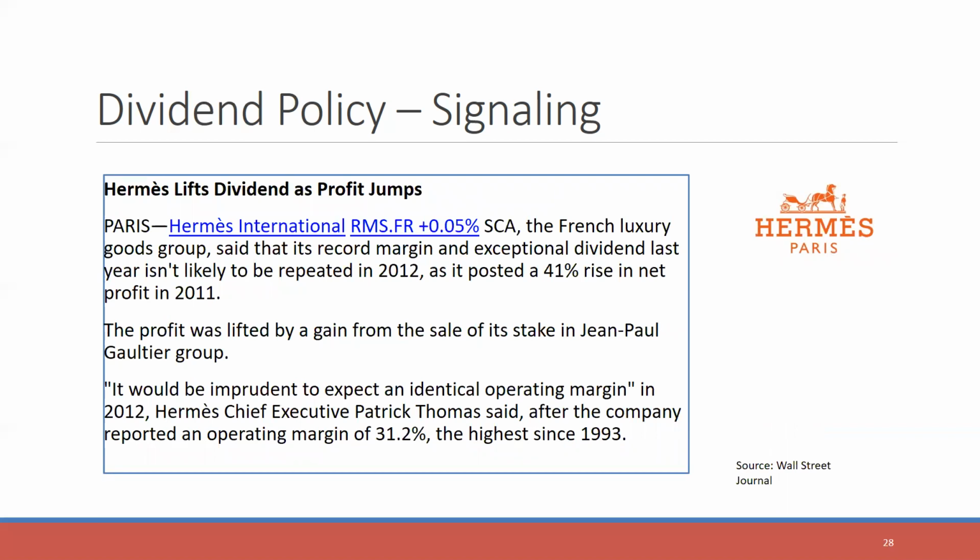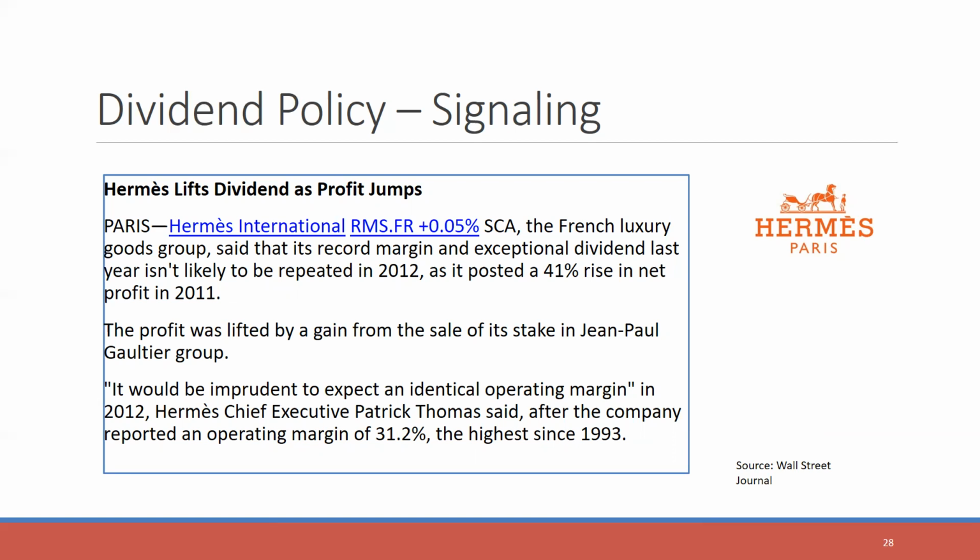Hermes International of France, the French luxury group, said that its record margin and exceptional dividend last year isn't likely to be repeated in 2012, as it posted a 41% rise in net profit in 2011. The profit was gained from the sale of its stake in Jean Paul Gaultier. It would be imprudent to expect an identical operating margin in 2012, said Hermes chief executive Patrick Thomas, after the company reported an operating margin of 31.2%, the highest since 1993.